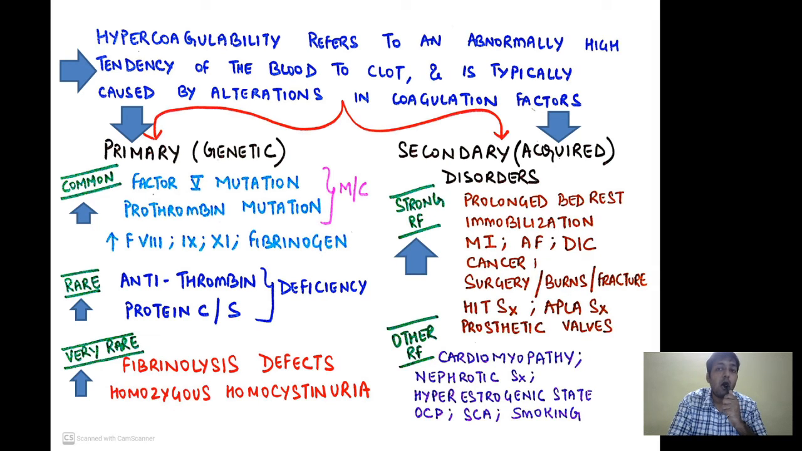For example, prolonged bed rest will promote hypercoagulability, immobilization, myocardial infarction, atrial fibrillation, disseminated intravascular coagulation or DIC, cancers, surgery, burns, fractures, HIT syndrome, that is heparin induced thrombocytopenia, and APLA syndrome, that is antiphospholipid antibody syndrome, and prosthetic valves. What are the other risk factors? Other risk factors are cardiomyopathy, nephrotic syndrome, hyperestrogenic state, oral contraceptive pills, sickle cell anemia, and smoking.